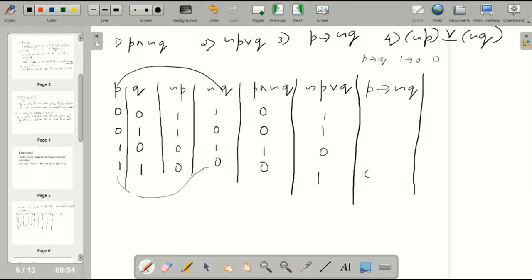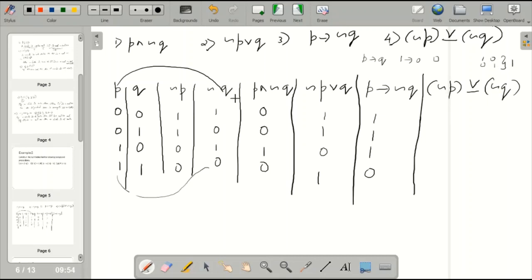So just write 0 over here. Rest all the places you just fill it with 1. So this is P conditional negation of Q. Next is negation of P exclusive or negation of Q. So what is this? Either true or false, but not both. That means when it is 1, 0 and 0, 1, it is 1. Rest both the cases it is 0.